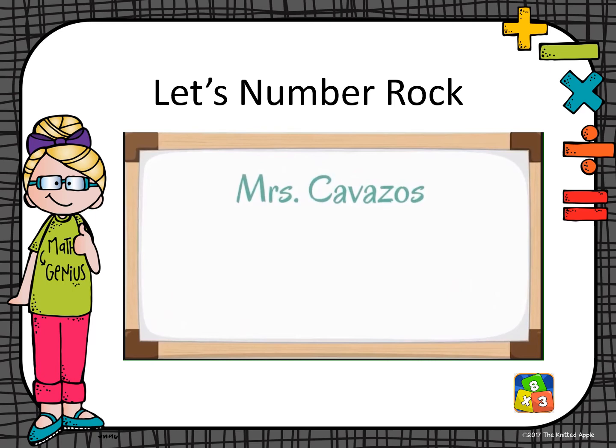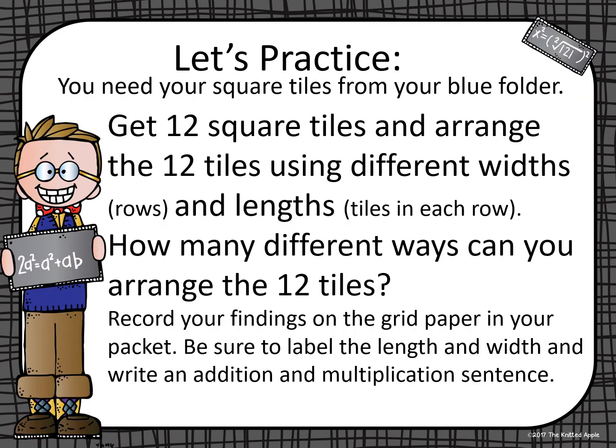So now that we've had a chance to take a look at another teacher's perspective, we can go ahead and look at part of our practice for today. So our practice for today is you are going to need your square tiles from your blue folder. They should be in a small plastic envelope. Get 12 square tiles and arrange your square tiles using different widths and lengths.